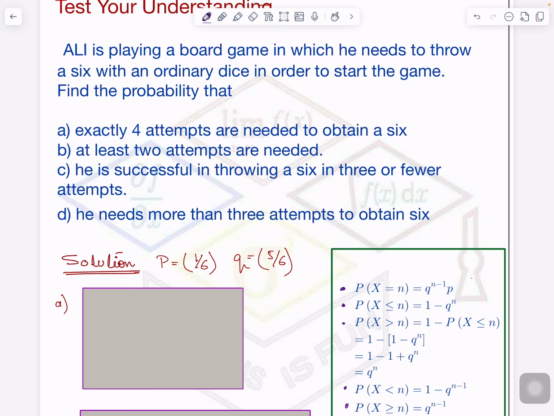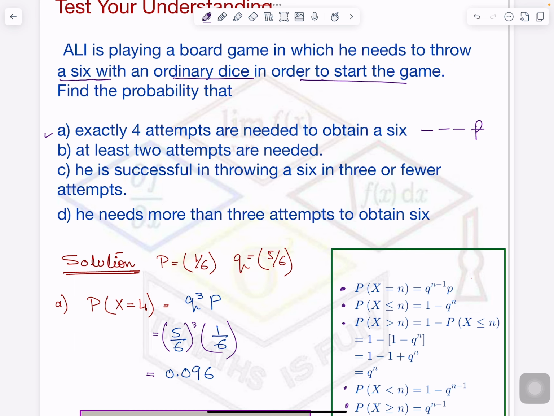Ali is playing a board game in which he needs to throw a 6 with an ordinary dice in order to start the game. So it is just like a game when you throw a dice. If you don't get 6, you cannot start the game, so you keep trying every time. So first, exactly 4 attempts are needed to obtain 6. So what does it mean? First, second, third, fourth. So here success happens. Before that it did not.